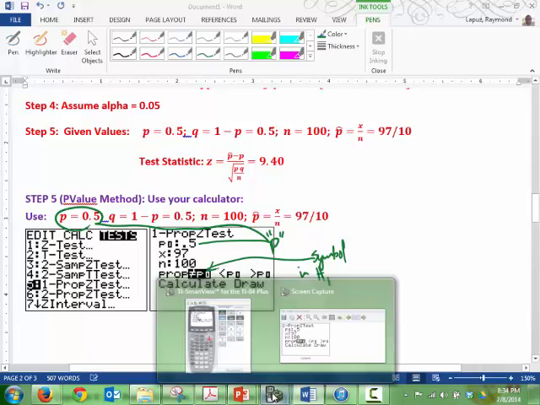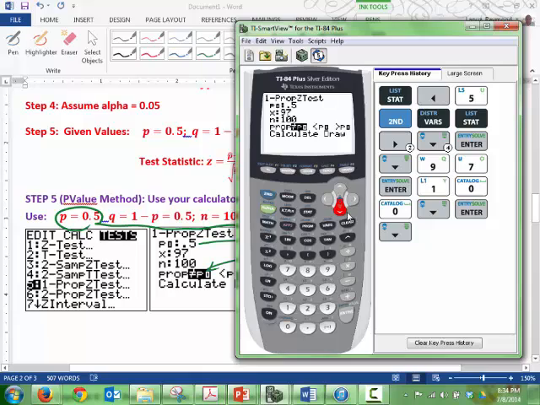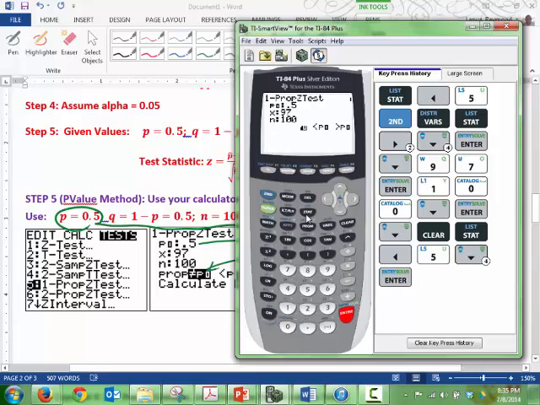All right, did you guys press enter yet? Or calculate? Oh man, I pressed clear. What did you guys get when you hit calculate? 0?